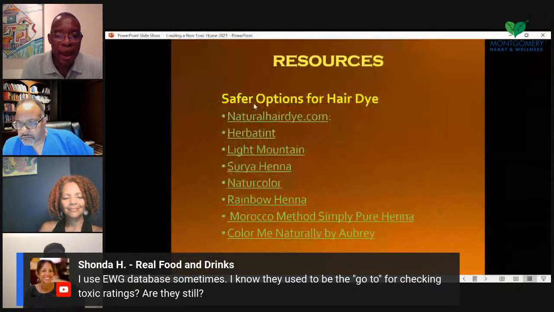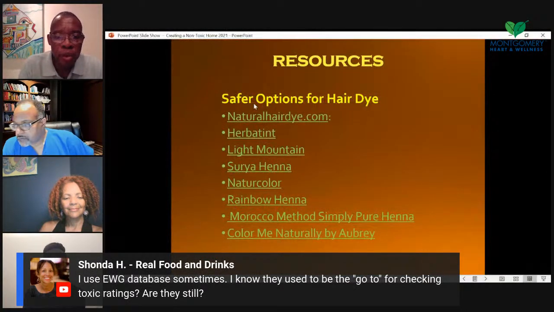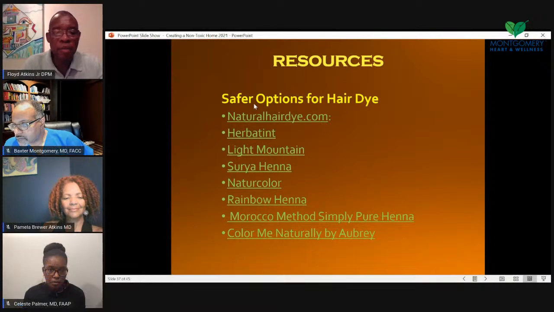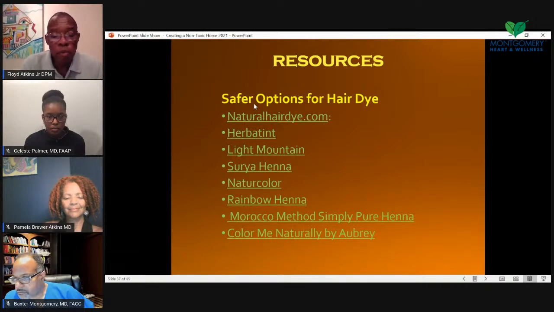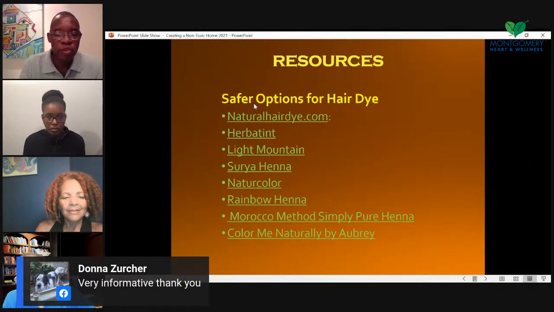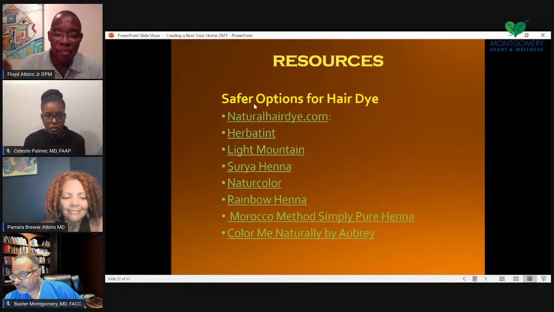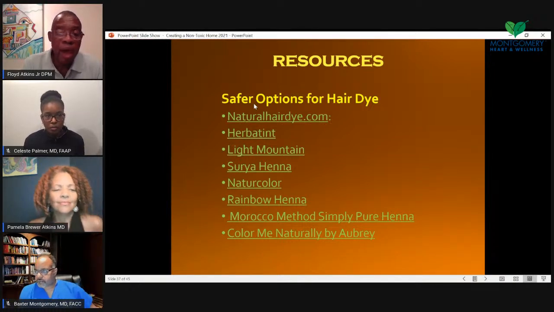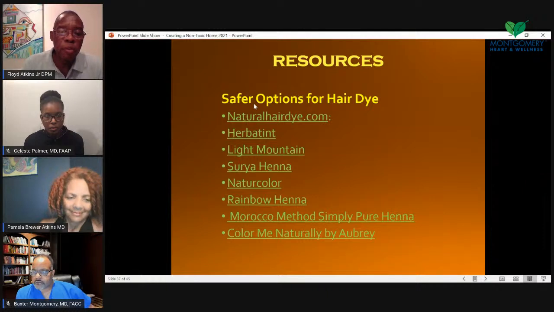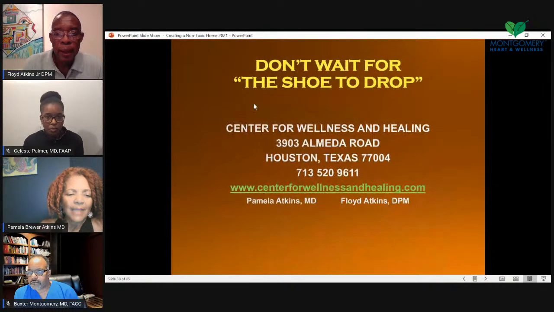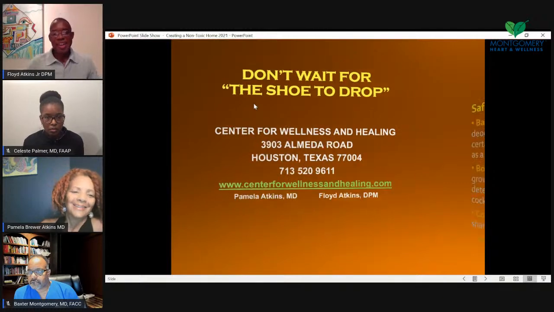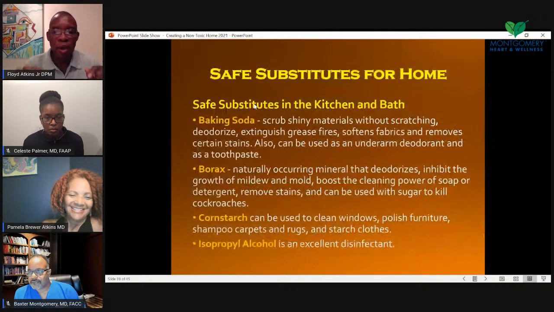When it comes to hair dye and hair coloring, there are a number of options. If you go to naturalhairdye.com, you have a list of all of these other companies that provide natural hair dye, solutions for women who like to dye their hair. Hair dye chemicals are very toxic, and you put them on your scalp. Your scalp is the most absorbent area of skin on your body. It will absorb almost everything, so you have to be very careful about what you're putting on your scalp. And men dye their hair too.